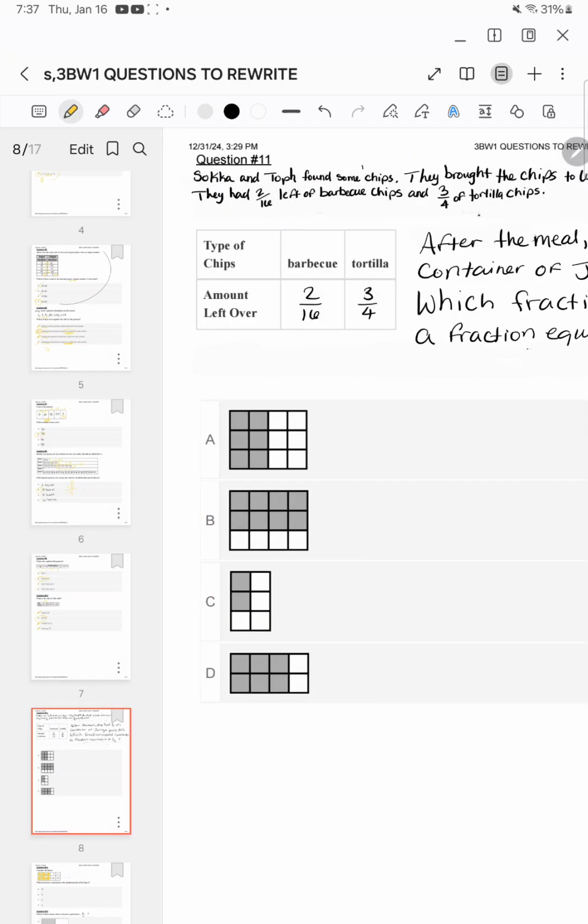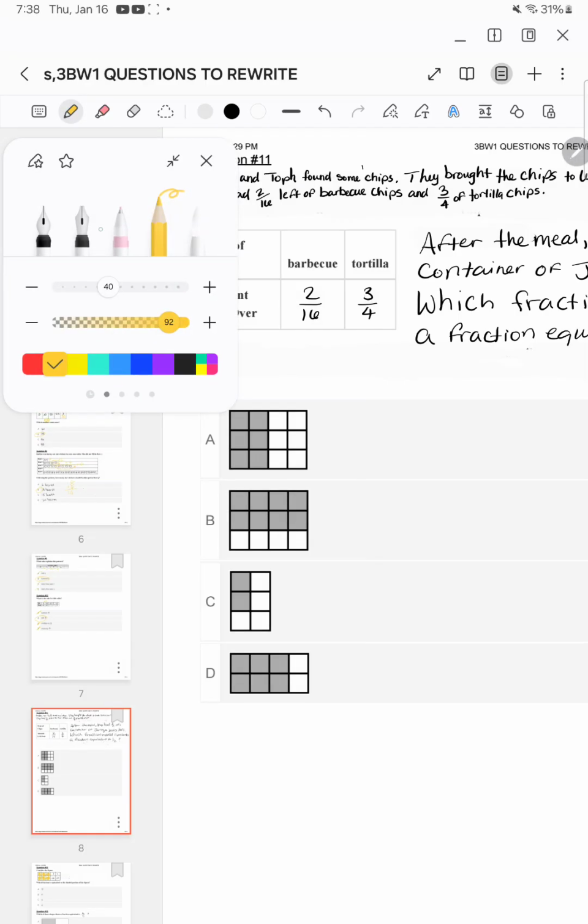Now, this is where it gets pretty tricky in a way. But if you understand what's going on, and students will have to do this on the test, they will have to look at fraction models and write equivalent fractions or compare. So the first thing you need to do is write the fraction of the fraction model.